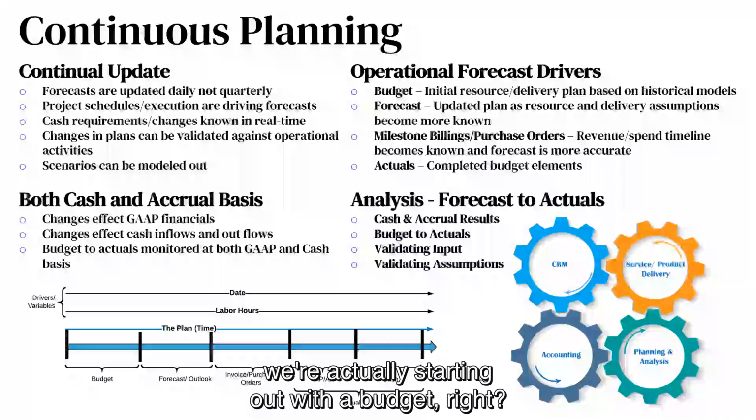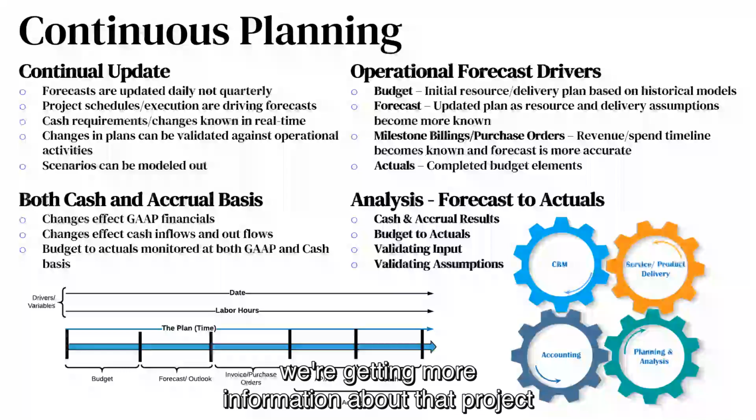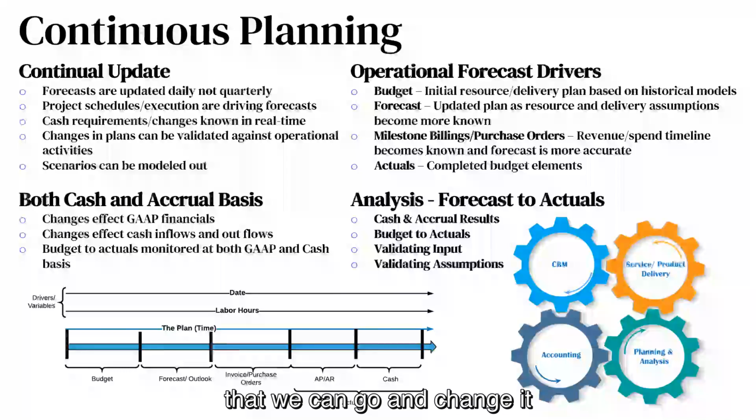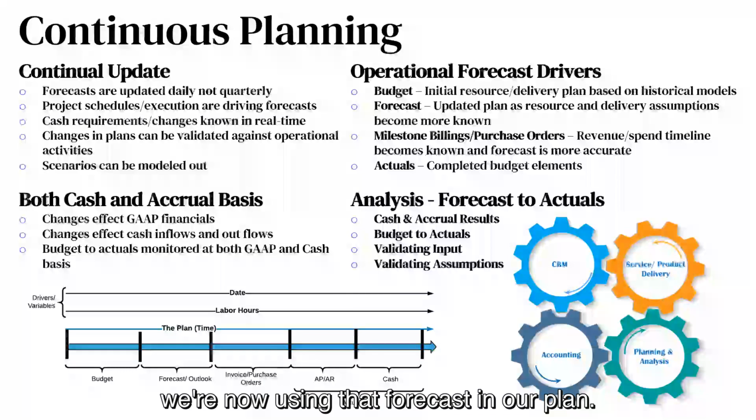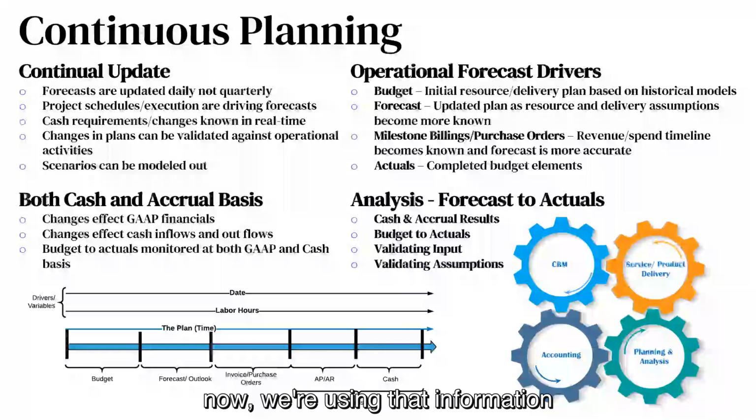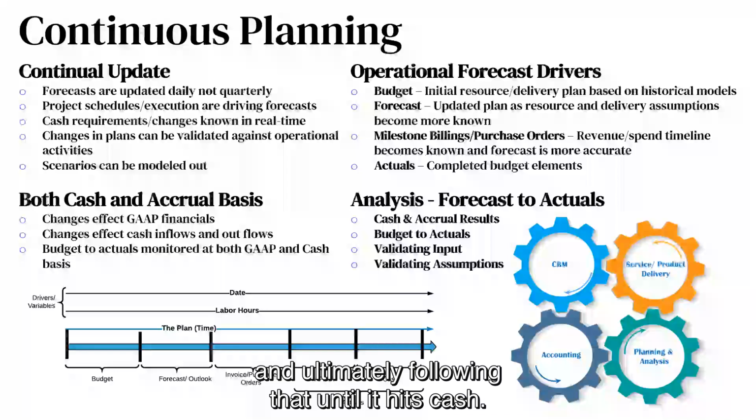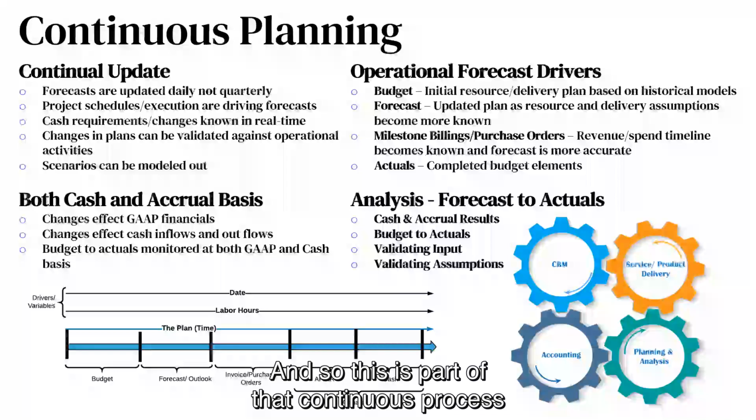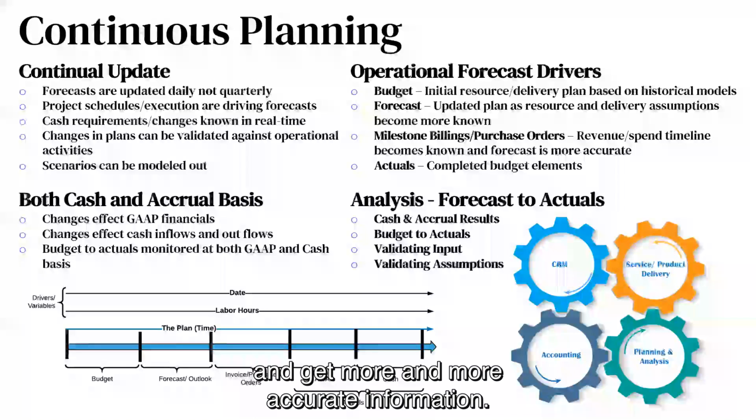As we look at the lower left of this grid, we're actually starting out with a budget. This is what we think our plan is. But then as we move through that project, we're getting more information that's changing what our plan should look like. So now instead of using that budget in our plan, we're using that forecast. Then as we create invoices for the customer or purchase orders to fulfill our project needs, we're using that information as opposed to our forecast or our budget, because we're getting more and more accurate and closer to the actual. So our variance should shrink as we go through that, ultimately following it until it hits cash. This is part of that continuous process where we're getting closer and closer to the end, and we're able to update and get more and more accurate information.